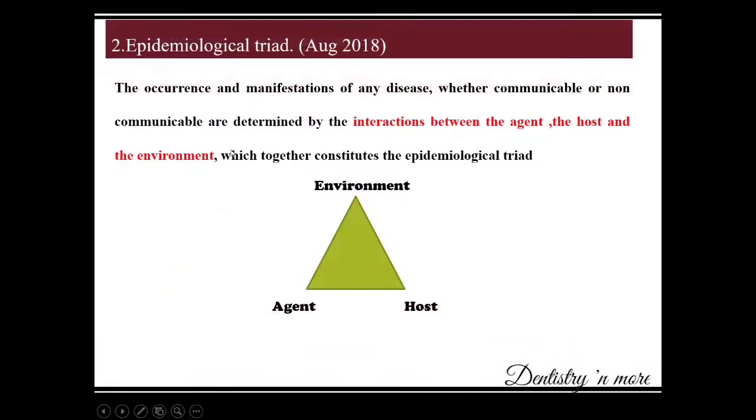So the next question, which is a short note, is the epidemiological triad. The epidemiological triad is nothing but disease occurrence. Nowadays, disease occurrence is determined by the interaction of 3 factors, that is agent, host and environment, not just by one single factor. So that is the epidemiological triad. You can explain it with an example of any disease. You can start with dental caries.